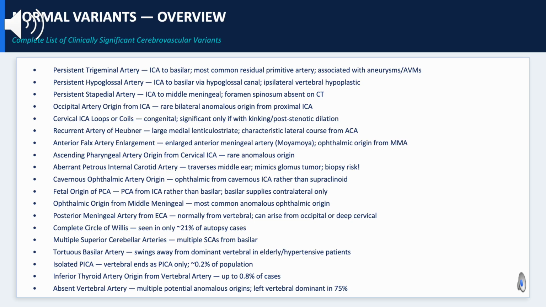carotid territory interventions. Medium risk variants that alter planning but don't prohibit intervention: cavernous ophthalmic origin, carotid loops and posterior meningeal from ECA. Low-risk variants that require documentation but rarely change management: complete circle of Willis, cervical carotid loops without kinking, and multiple SCAs. Always document variants systematically. Every patient deserves a complete variant inventory before intervention.